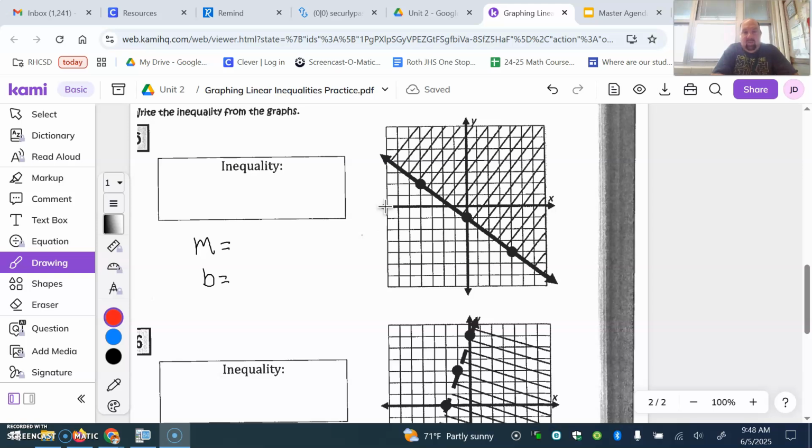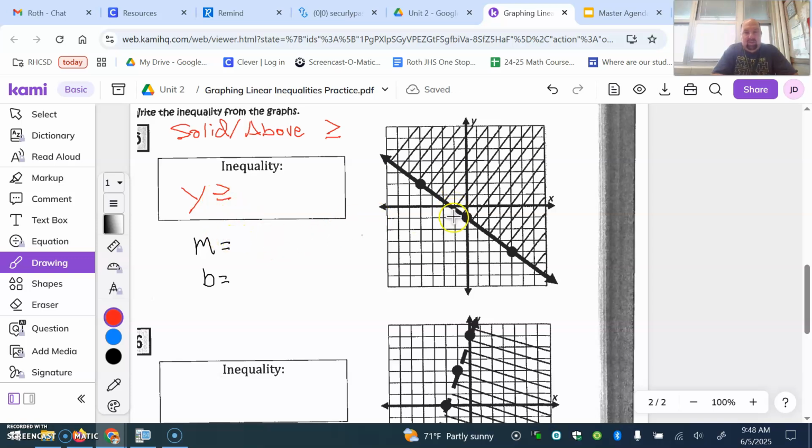By the way, first thing I'm going to look at, I've got a solid line and it's shaded above. So what does that mean? Well, solid means it's going to be equal to, above means greater than, so it's a greater than or equal to. So I have y is greater than or equal to.